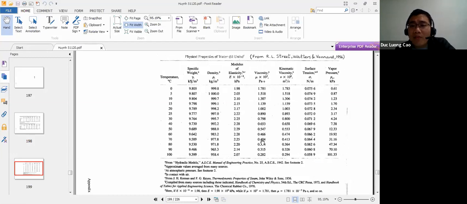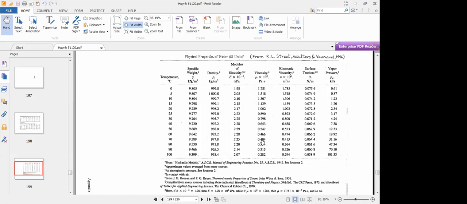Yeah, it's similar for kinematic viscosity. Kinematic viscosity of water at 5 Celsius will be equal to 1.518 times 10 to the minus 6. Okay, be careful, because you see this one is viscosity times 10 to the power 3. Here it is times 10 to the power 6. Because kinematic viscosity equals viscosity divided by density, and the density of water is 1000, this one is 1000 times higher than kinematic viscosity.